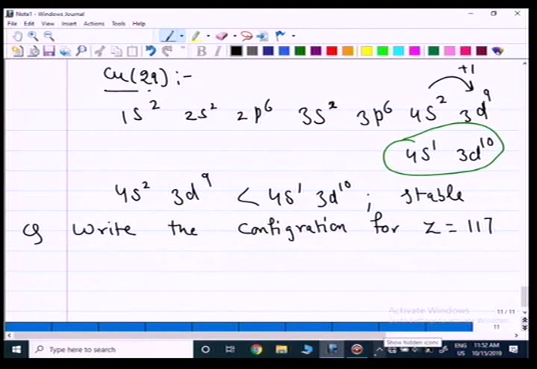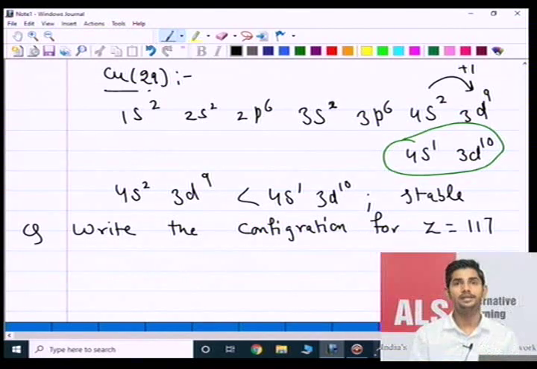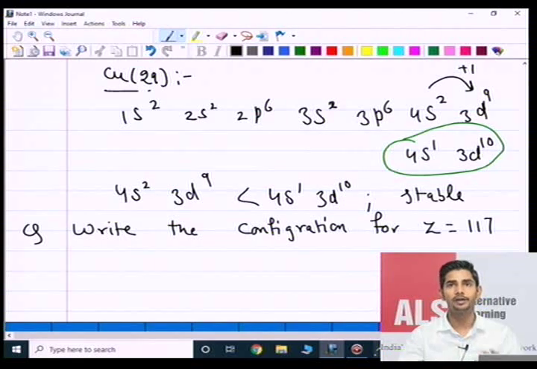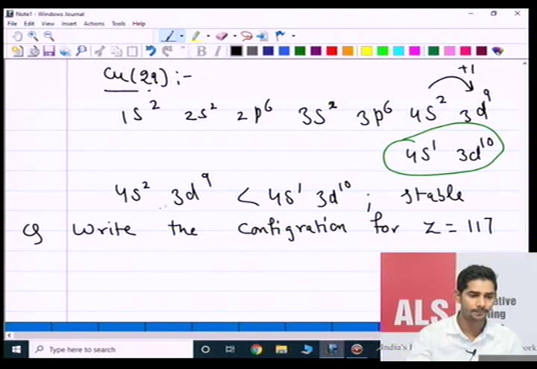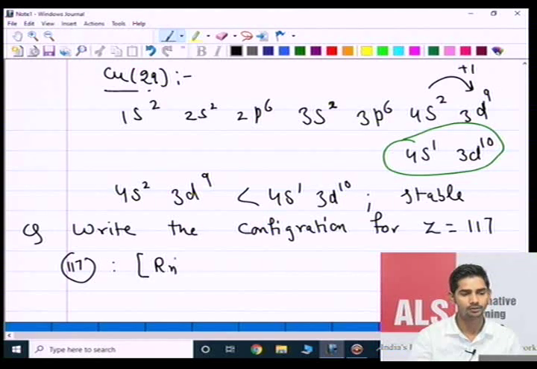The next question: write the configuration for atomic number 117. Guys, I'm writing this configuration, okay? You have to remember this one, and if you remember this one, all the elements nearby 117 are very easy to deal with. See, for atomic number 117, you can remember this configuration. Radon, which is 86, okay? The core configuration will not be changed, so I can write it like this. This is the noble gas configuration.